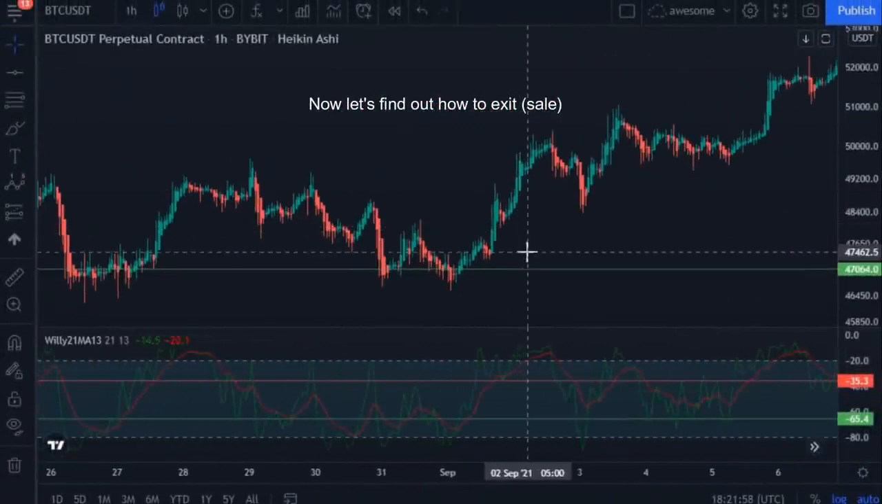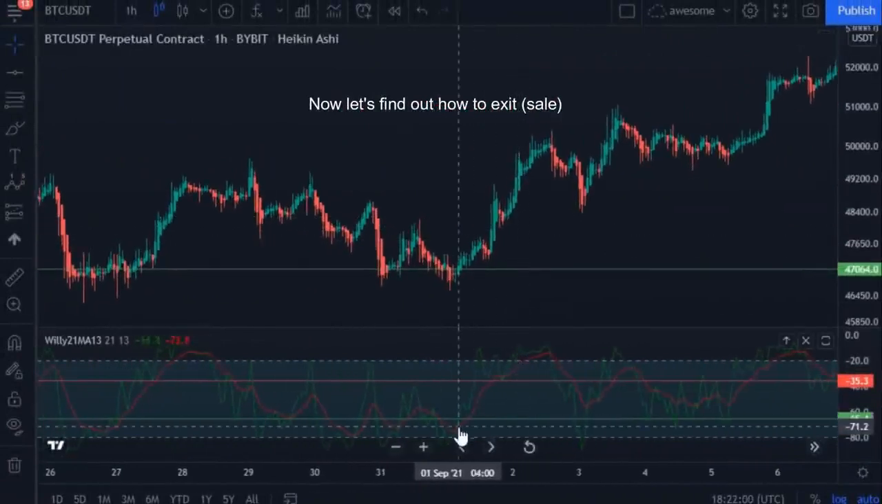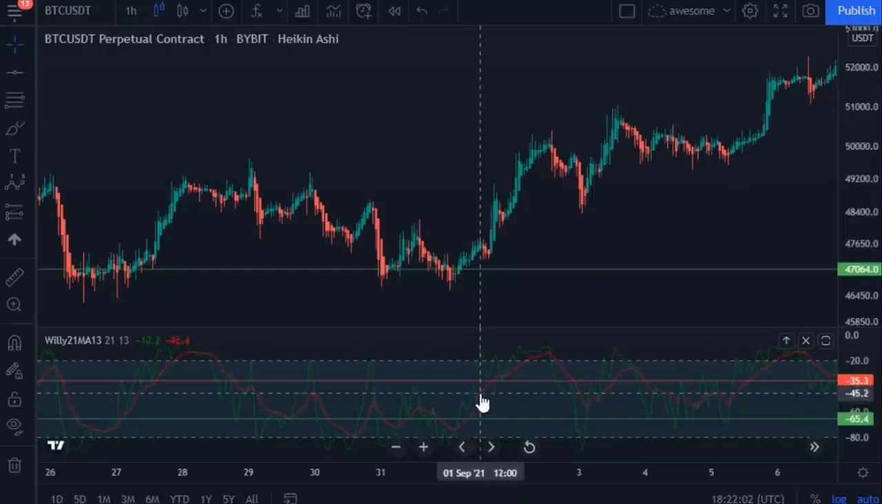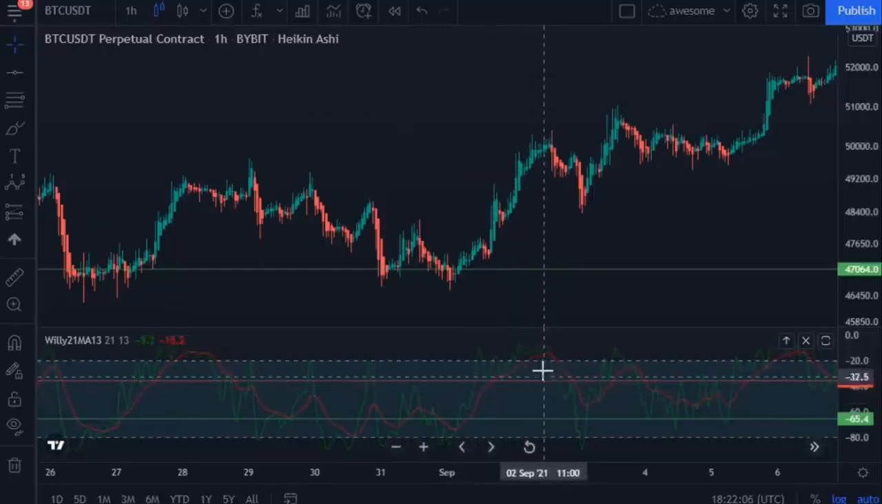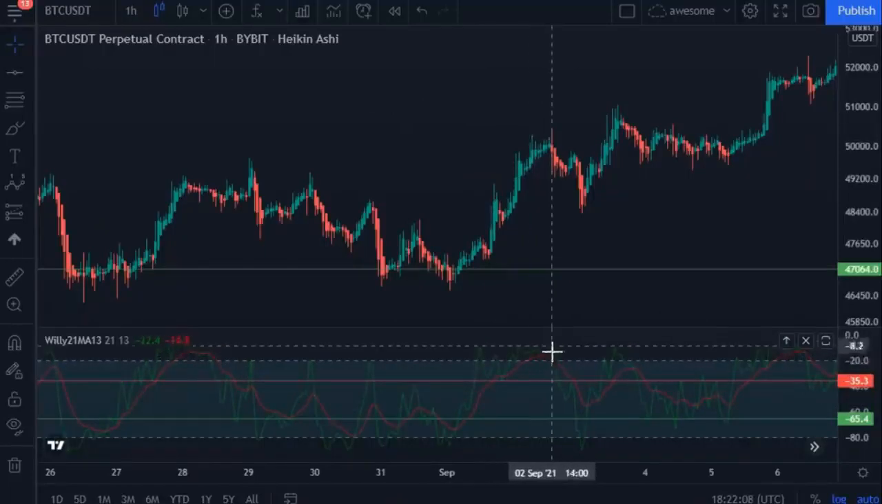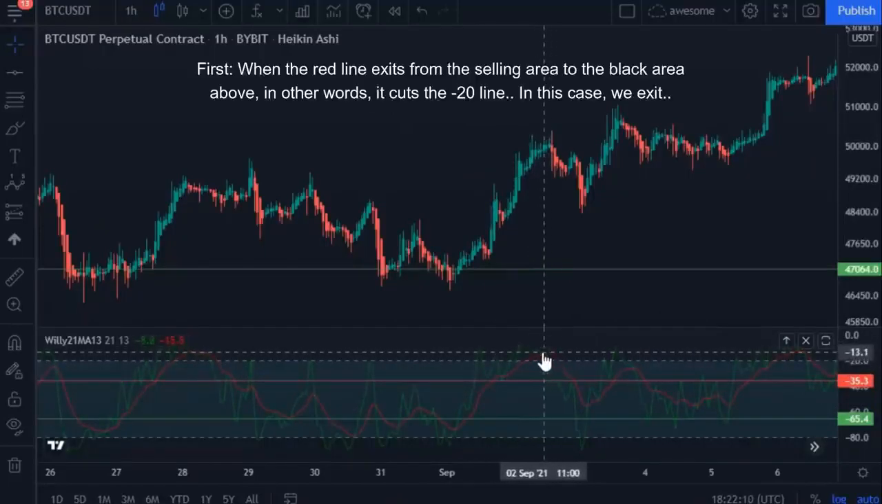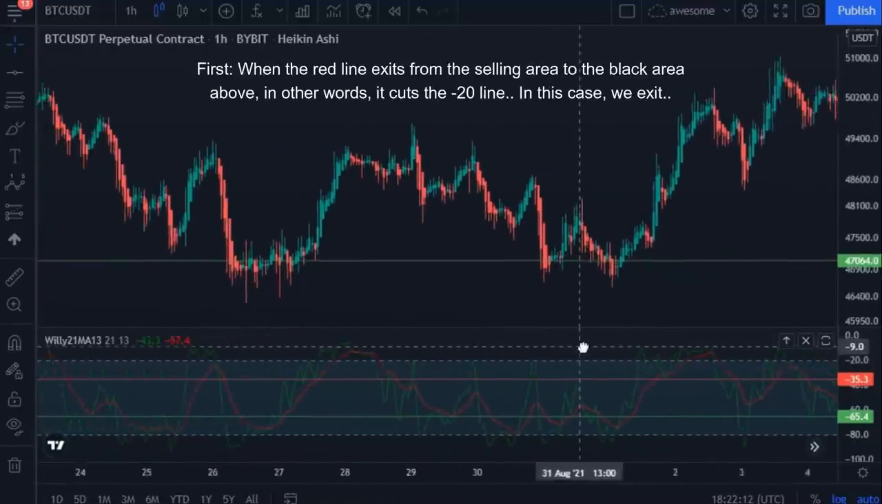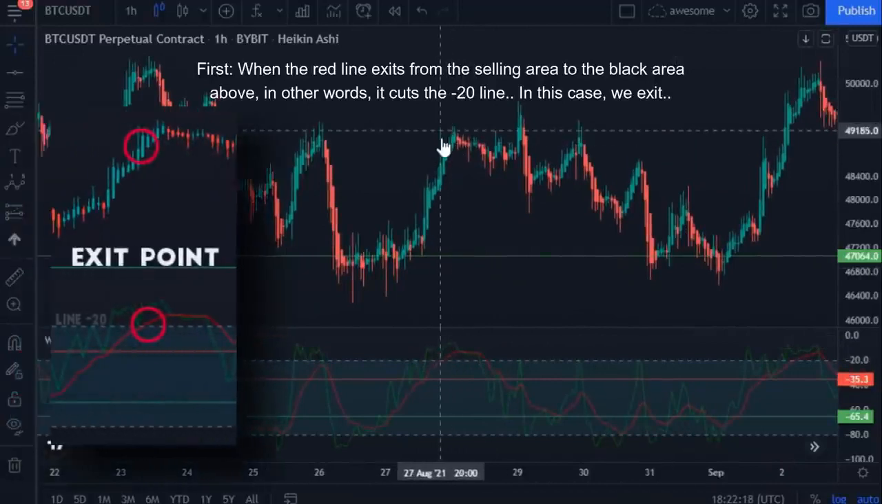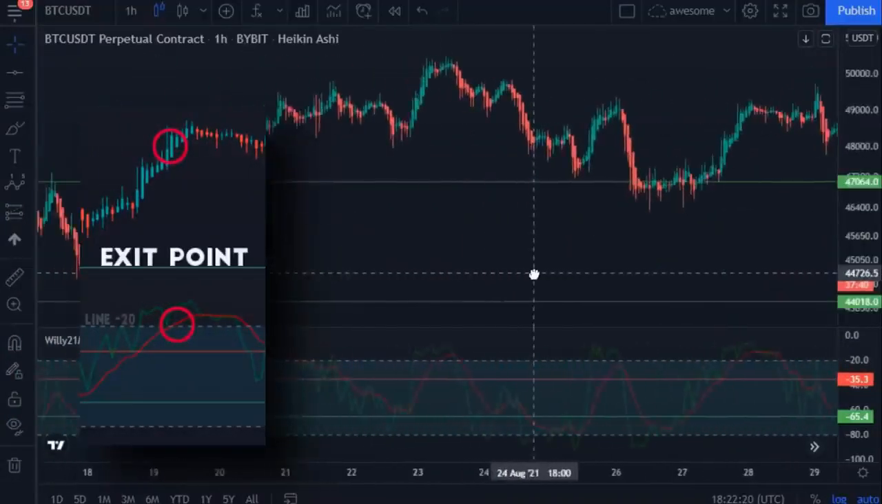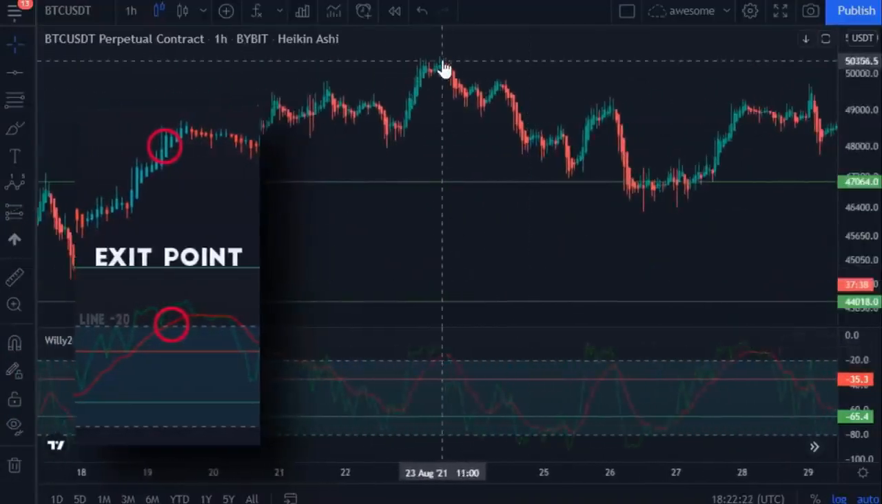Okay, after we know the way to enter or buy, let's talk about the areas of sale or exit. To sell or to exit, there are two ways. First, when the red line exits from the selling area to the black area above, in other words, it cuts the -20 line. In this case, we exit. Look at the examples here.